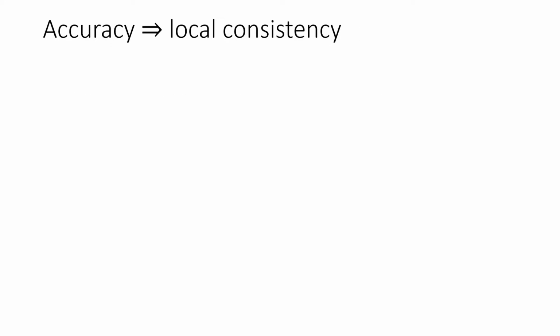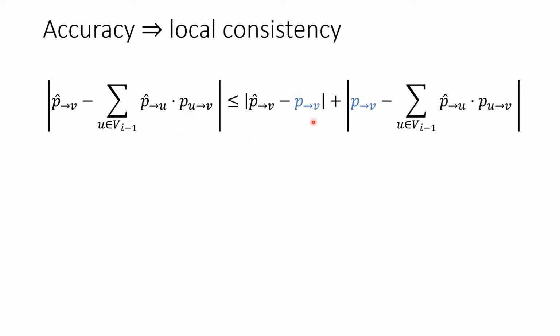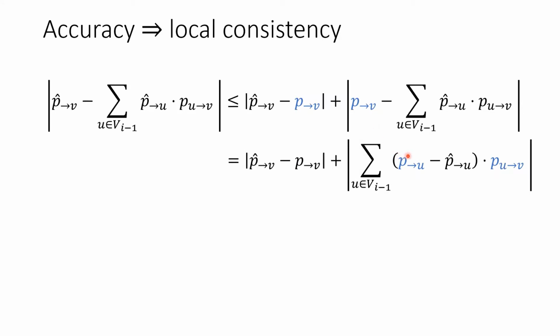It should come as no surprise that if x is accurate, then it's also locally consistent. Let's do the calculation to prove it. On the left side here, we have the local consistency error at some vertex v. This is what we want to bound. Let's use the triangle inequality to introduce the true probability of visiting v. Now inside the second term, we can express that true probability of visiting v in terms of the true probabilities of visiting the vertices in the previous layer. Now remember, we're assuming that x is accurate to within error gamma. So each of these differences between estimated probabilities and true probabilities is bounded by gamma.